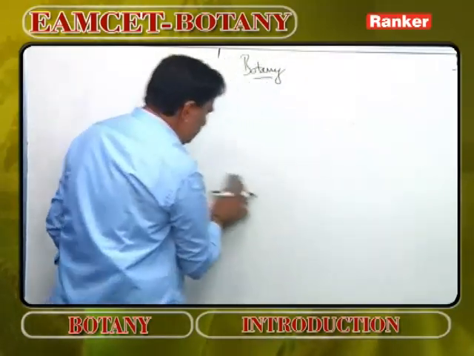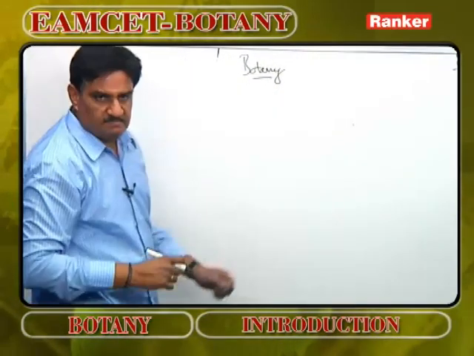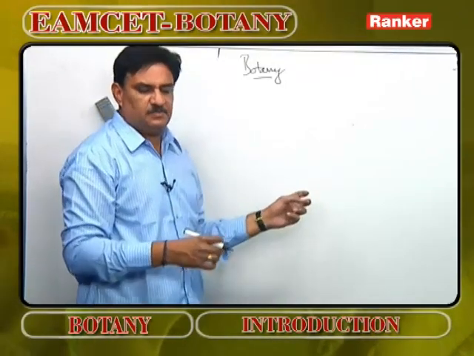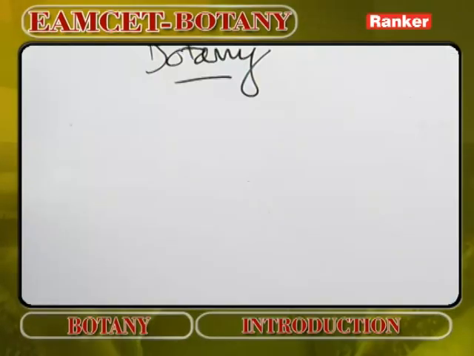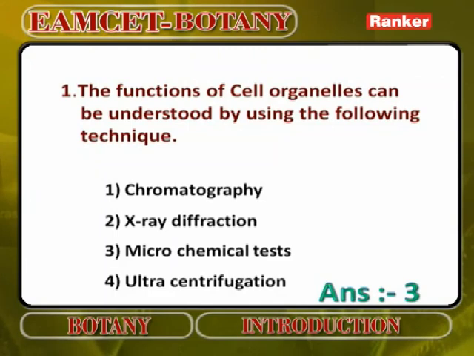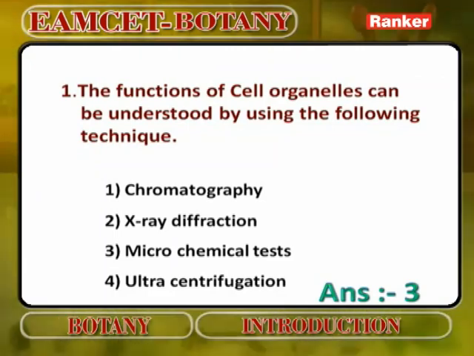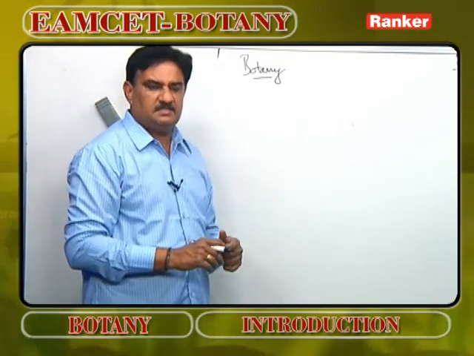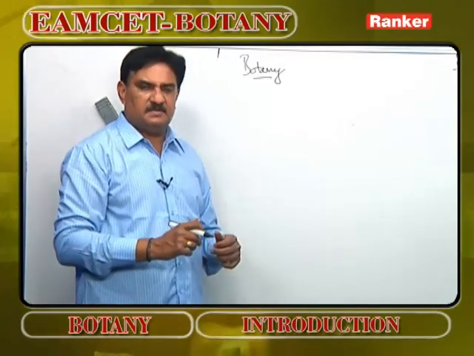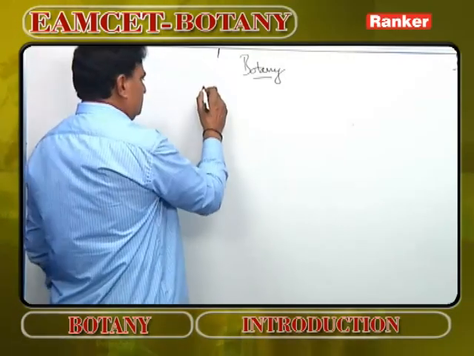Previously, plants and animals were studied together as biology, but as the science progressed and population increased day by day, biology was divided into botany and zoology. Botany dealt only with the study of plants, zoology deals with the study of animals. So many things came into existence.